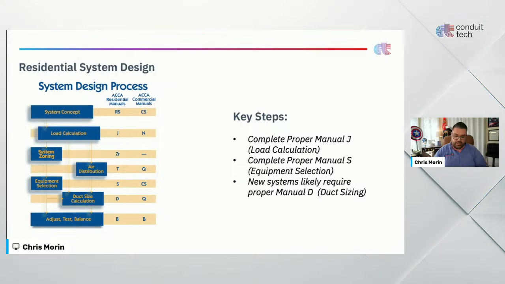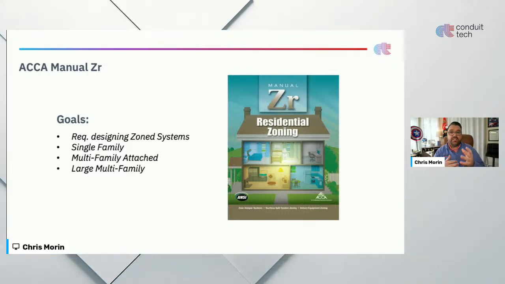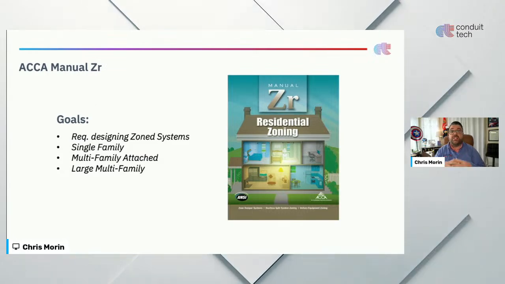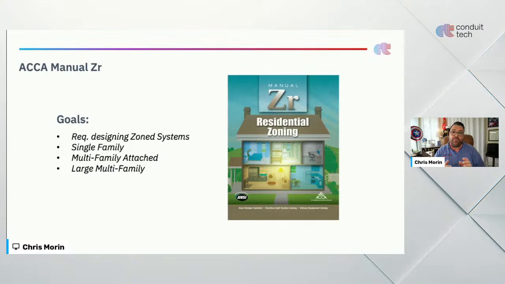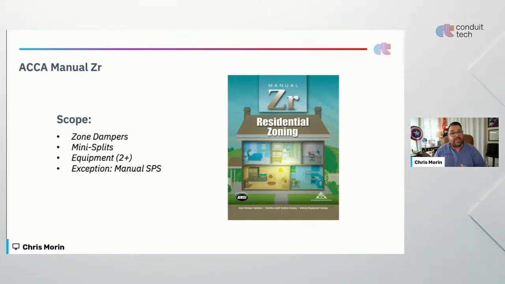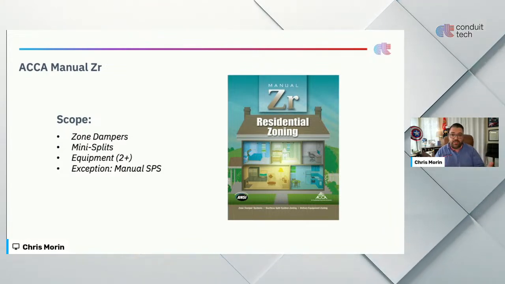All right. So moving right along, like I said, the goal of Manual ZR is really to help you design and define the requirements to design zoned systems for a home, right? That's the goal. Now, that goal can be split up many ways, right? So the scope of Manual ZR covers the typical zone dampers, right? That's probably the least expensive way to zone out a house.